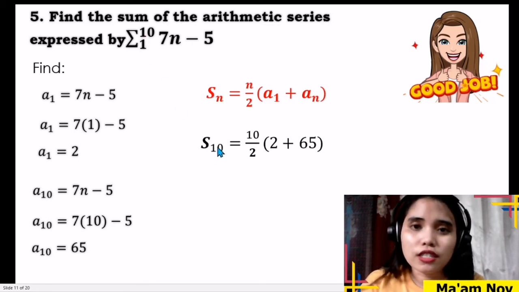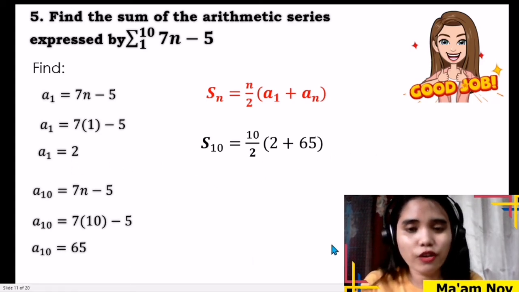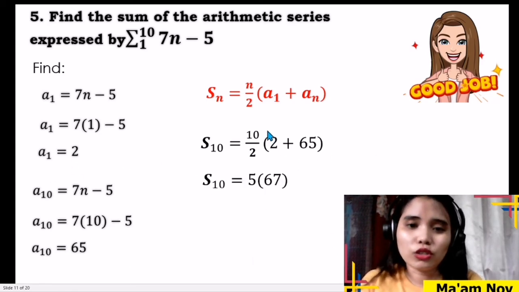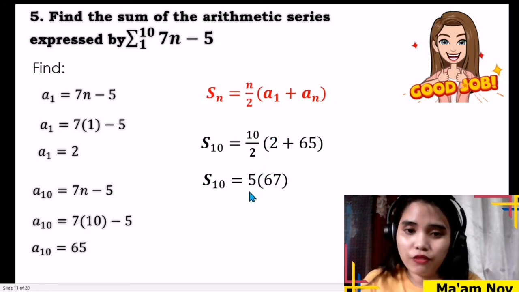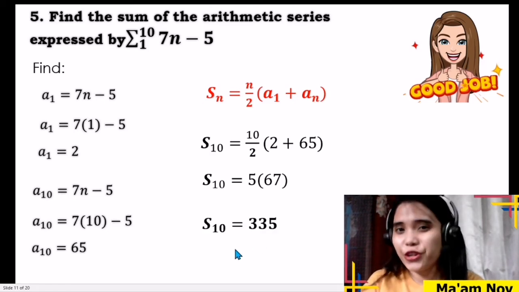So the sum of the first 10 terms is equal to 10 over 2 times our first term, which is 2, plus our last term, which is 65. So 10 divided by 2 is 5. 2 plus 65 is 67. And then we will multiply it. So the answer is 335.